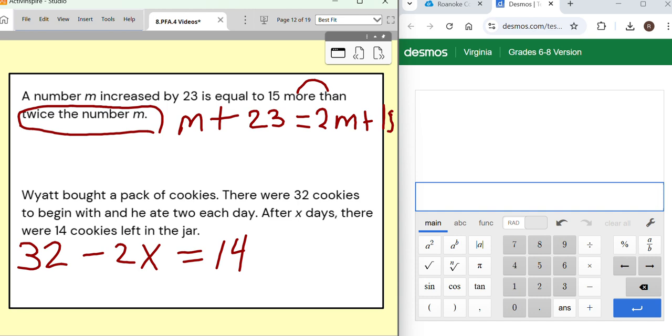We know we started with 32, okay? We know that he ate 2 a day, per day, and that at the end, after X days, however many that was, there were 14 cookies left in the jar. So that is how you would write the equation, and then if needed, you could solve for that as well.